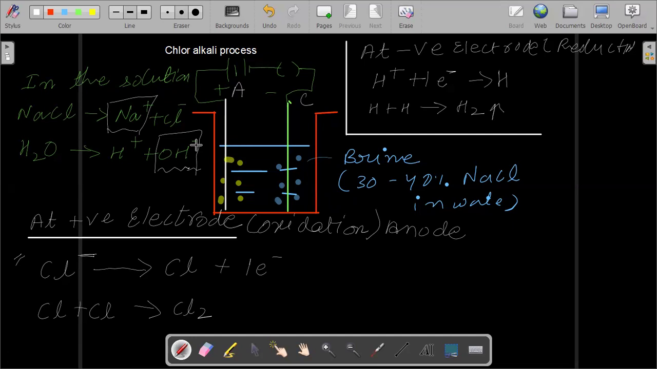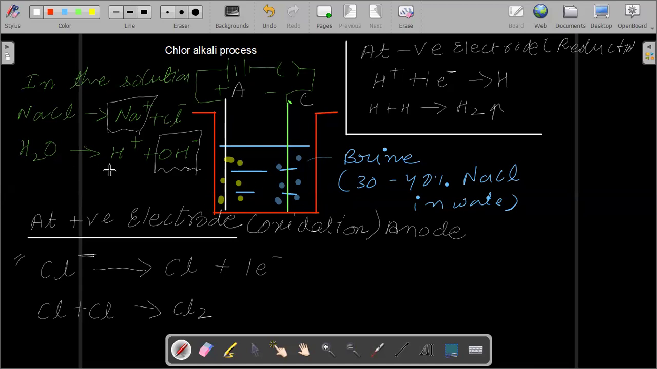Okay. So the solution had four types of ions: H plus, Cl minus, Na plus, and OH minus. From this, we are continuously losing hydrogen and chlorine. So what ions are left in the solution? Na plus and OH minus.